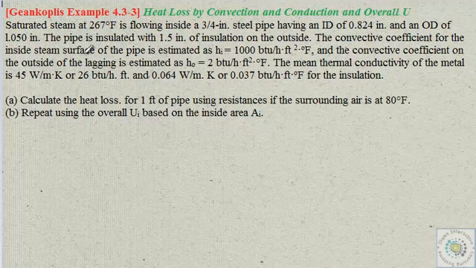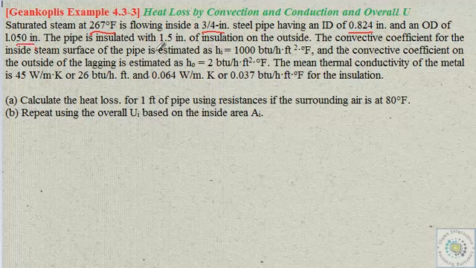Geankoplis example 4.3-3: heat loss by convection and conduction and overall U. The problem goes: saturated steam at 267 degrees Fahrenheit is flowing inside a 3/4 inch steel pipe having an internal diameter of 0.824 inch and an outer diameter of 1.050 inch.